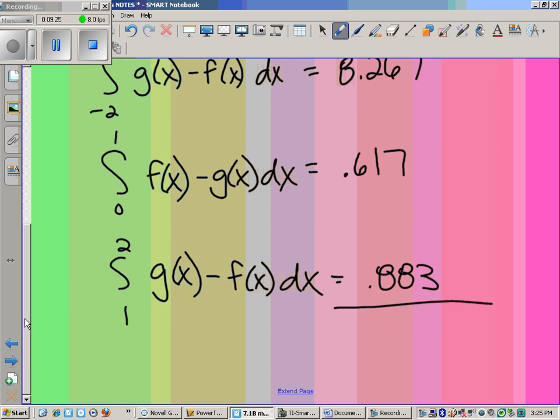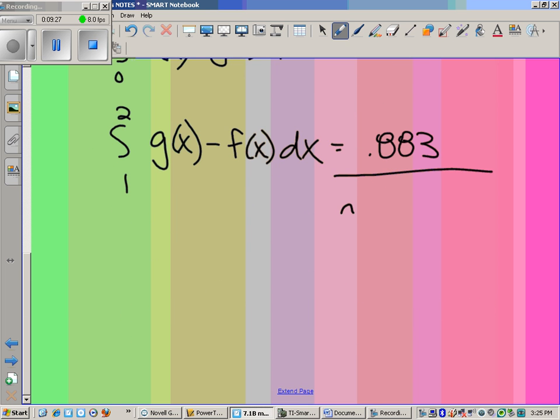Right, we would add them all together. It's not going to be exact because we're rounding all of these numbers, but if we all do it to 3 decimal places and we show all of our work, we should all get the same answer. 9.767 would be the total area in between those 2 functions.